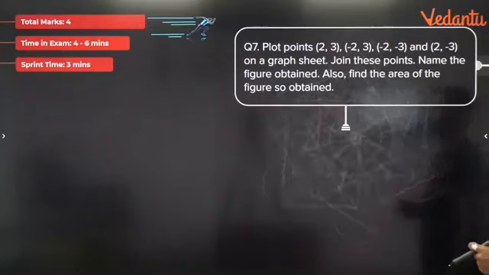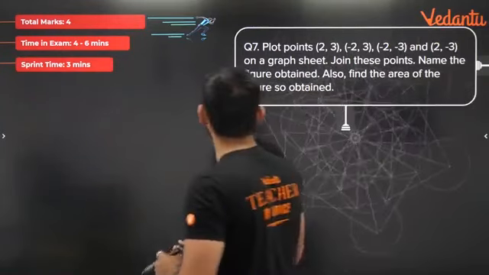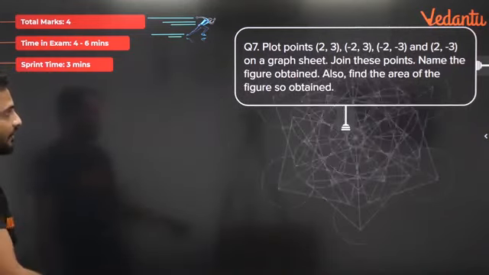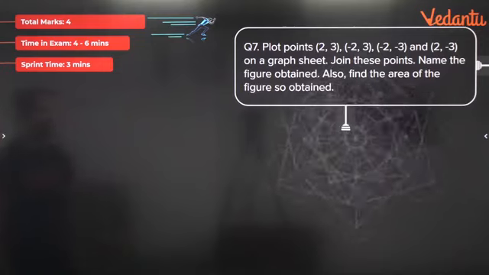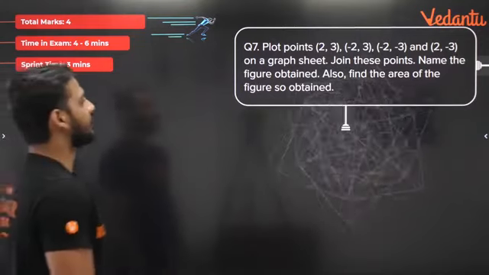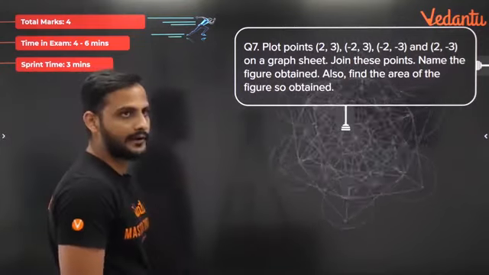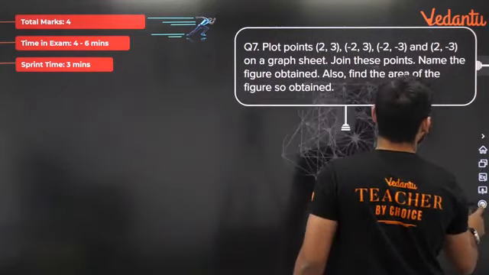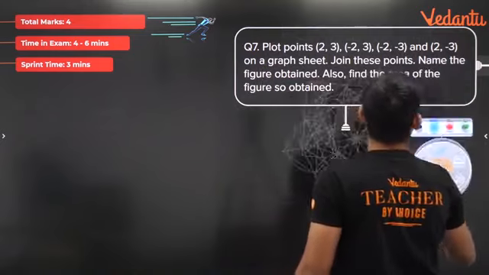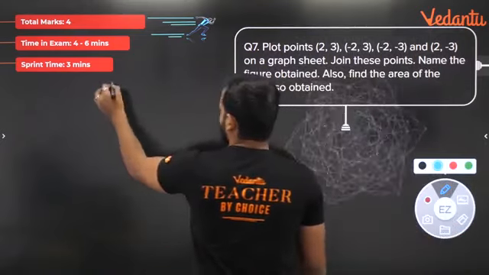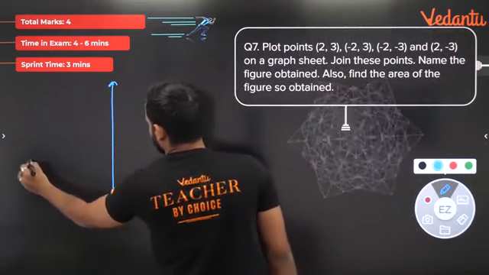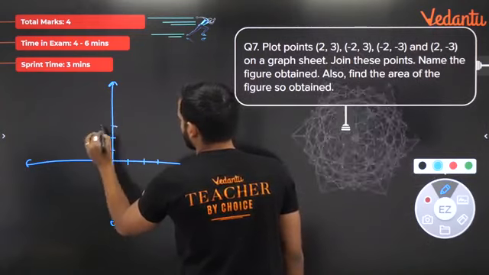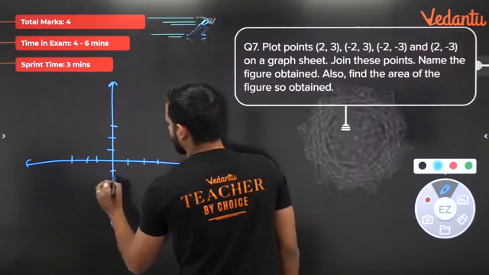The next question we have is this. Plot points 2, 3, minus 2, 3, minus 2, minus 3 and 2, minus 3 on a graph sheet. Join these points, name the figure obtained. Also find out the area of the figure so obtained. Now see, let's draw it very quickly. 1, 2, 3, 1, 2, 3.